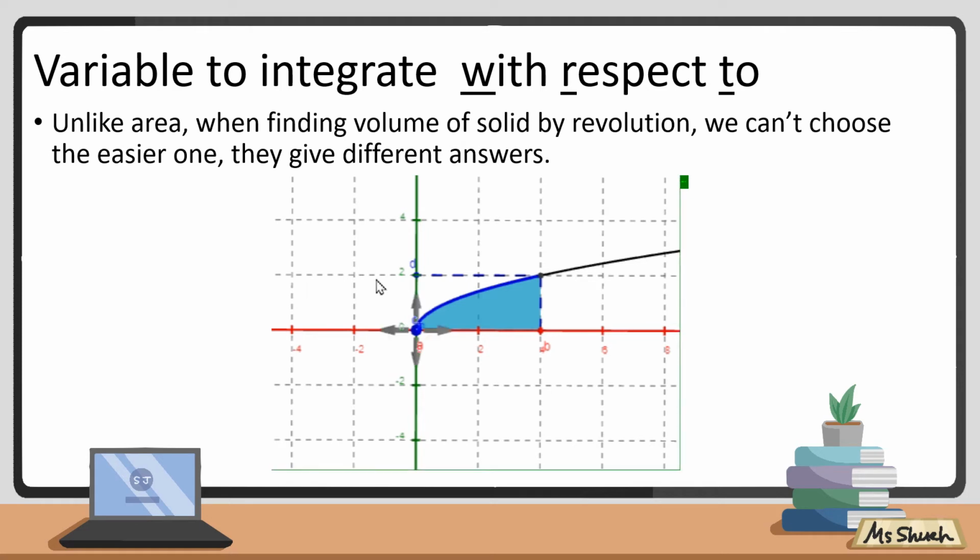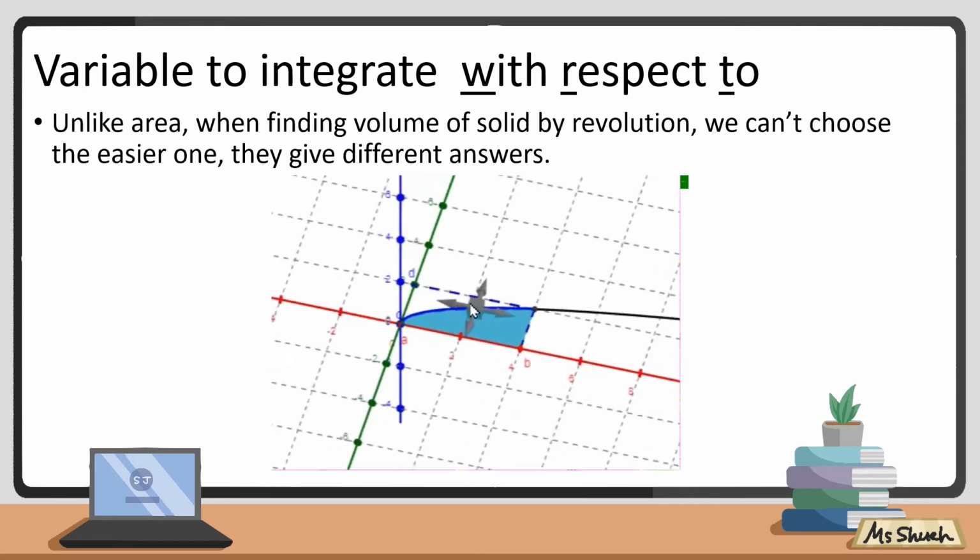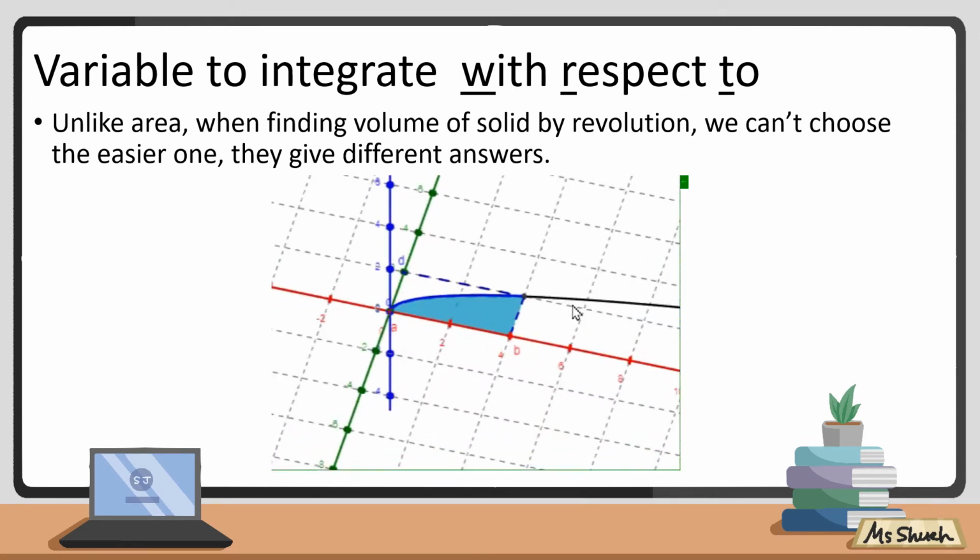So let's take a look at this same shape. This is the area under y equals square root of x between 0 and 4. So let's lay it down a little bit to see. Let me move it up a little bit. So if we were to rotate that region about the x-axis, where our x-axis is our axle, let's go ahead and rotate that. We get this shape right here.